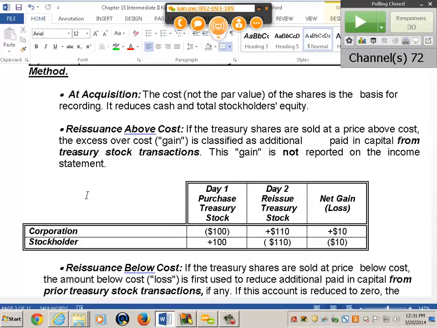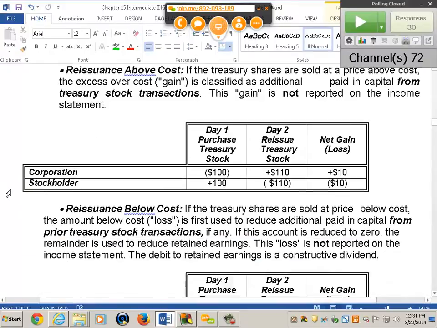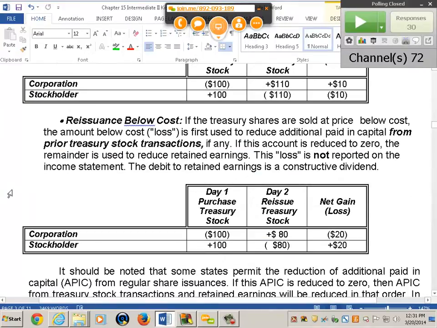On the other side of this is if you reissue below cost. Let's think of the logic again. Really hypothetical, right? You've got one share of stock.